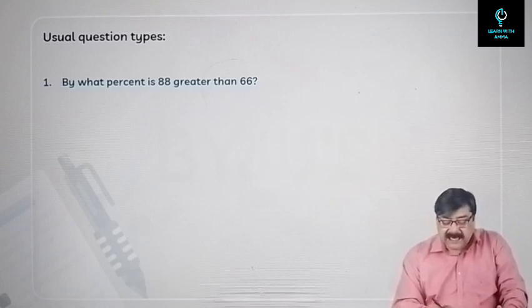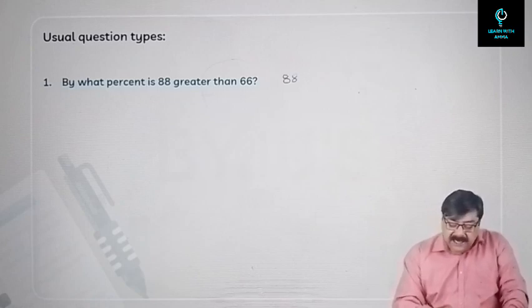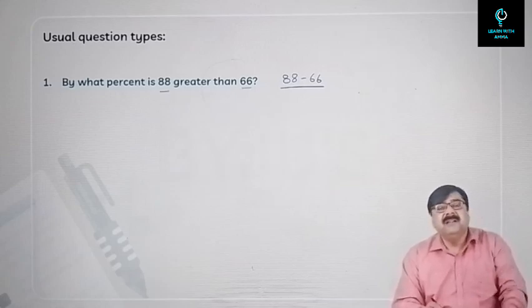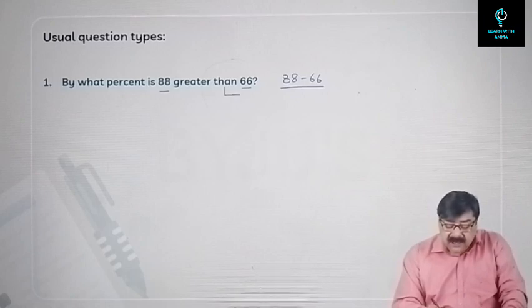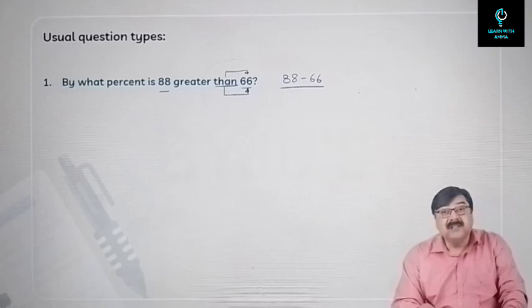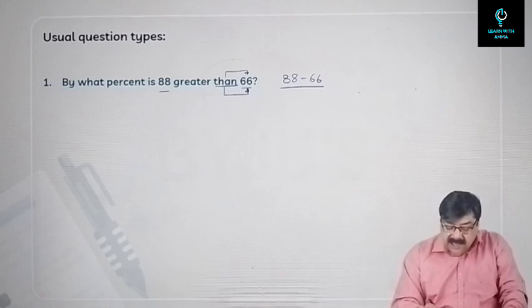So by what percent is 88 greater than 66? Now what does that mean? The difference of 88 and 66 we will take here. Now what should come in the denominator, 88 or 66? A very simple method I'll tell you. Whichever figure appears after the word than, to the right hand side of the word than and nearer to it. So what is to the right hand side of than? 66. So whichever figure appears to the right hand side of the word than, that needs to appear in the denominator.